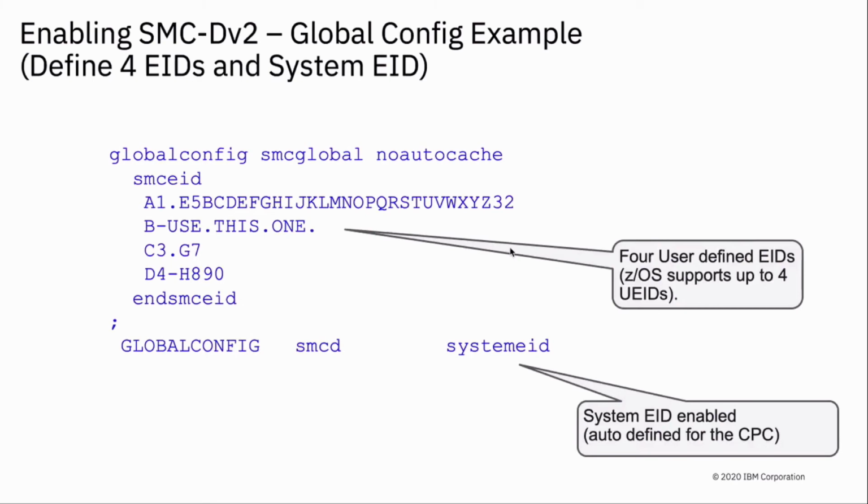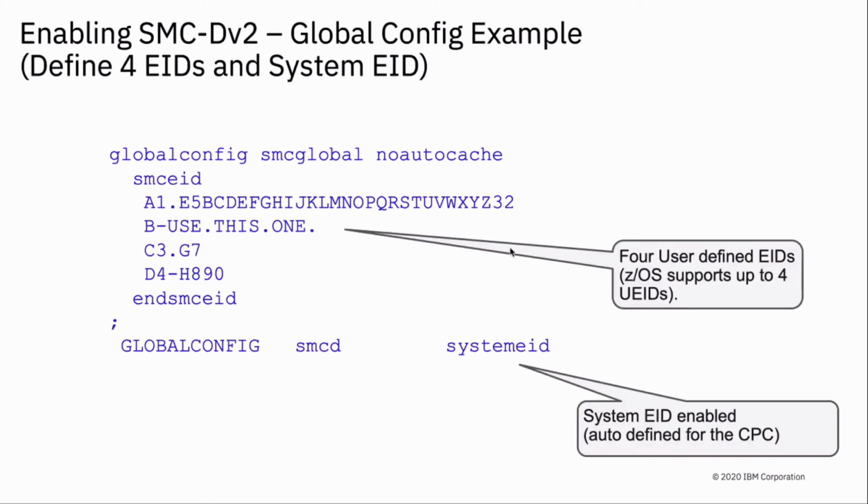But these are just random names that I chose so that it demonstrates the different styles of names that you could use, right? I want to make sure you're aware of all the special characters, right? So I have 4 EIDs that I configured in this new SMC EID block.